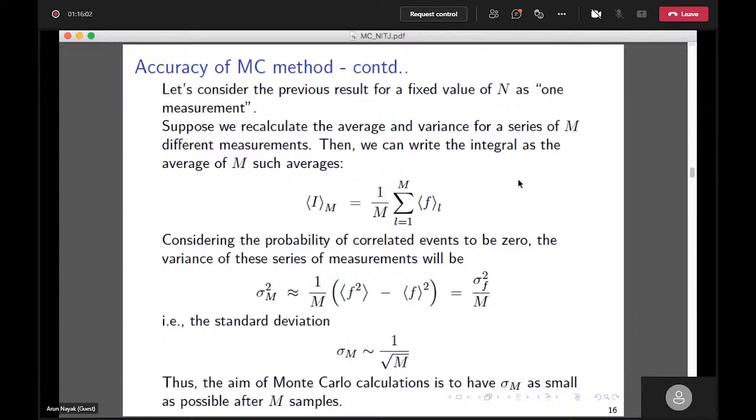So then we can consider each random number as one measurement. In that case, the sigma itself is also proportional to 1 over square root of n.